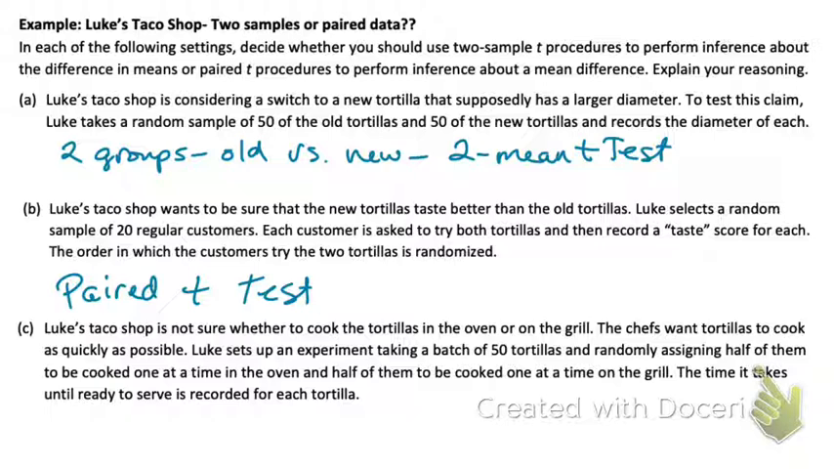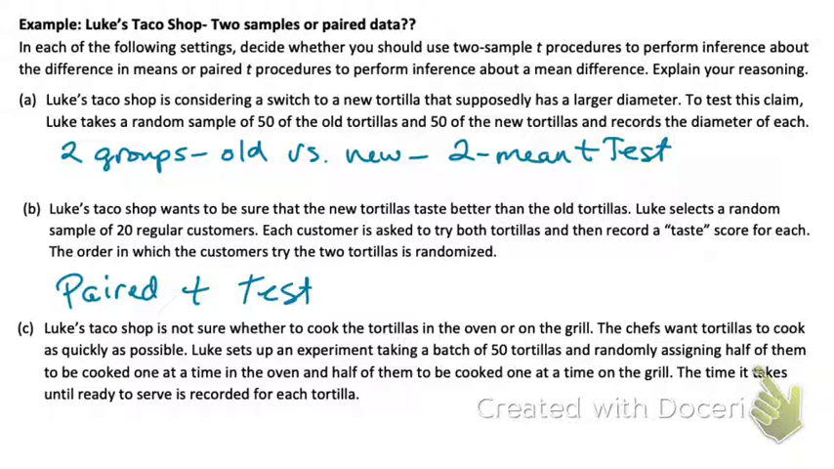All right, Luke's Taco Shop is not sure whether to cook the tortillas in the oven or on the grill. The chef wants tortillas to cook as quickly as possible. Luke sets up an experiment, taking a batch of 50 tortillas and randomly assigning half of them to get cooked one at a time in the oven and half of them to be cooked one at a time on the grill. The time it takes until ready to serve is recorded for each tortilla.